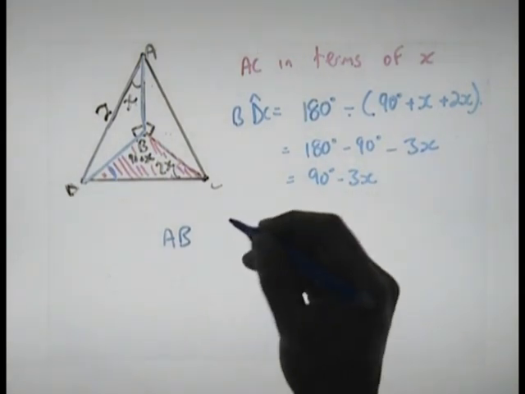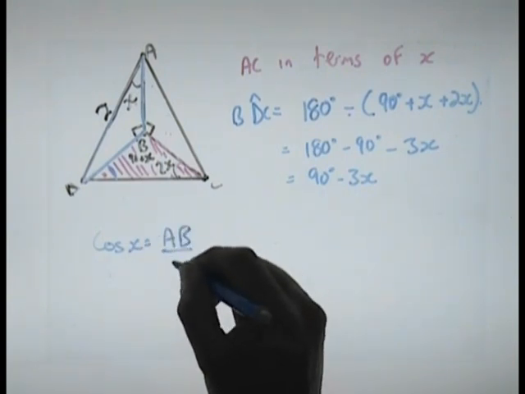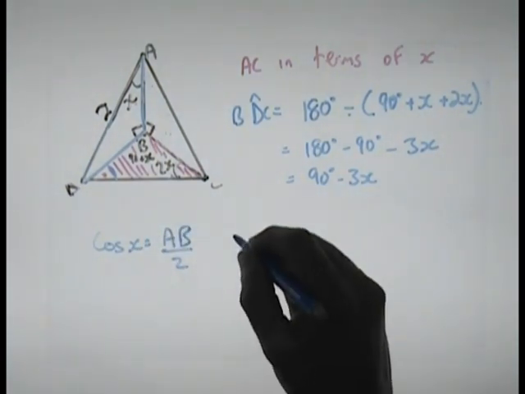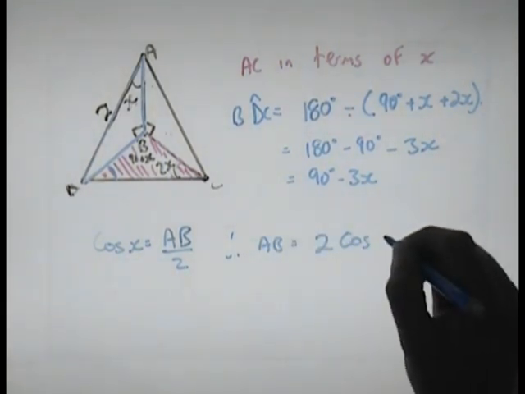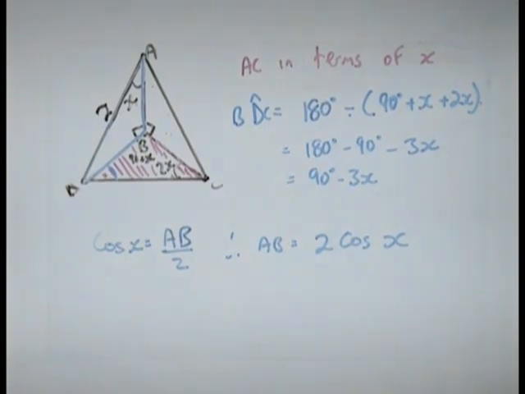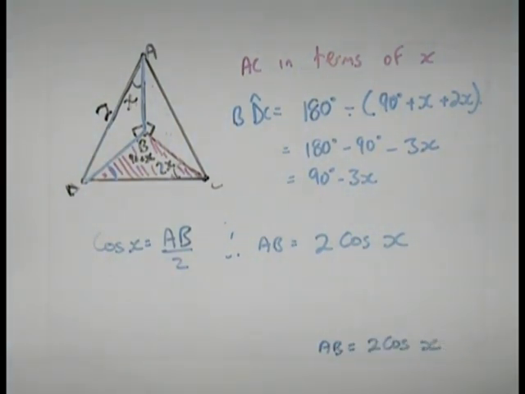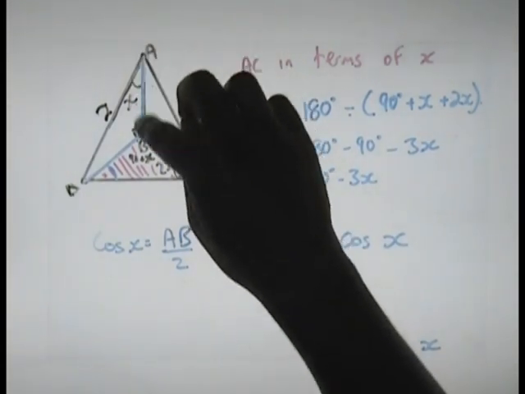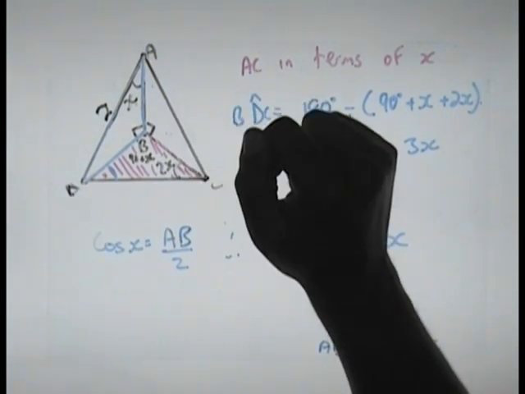So cos of x is equal to adjacent over hypotenuse. That means that AB is equal to 2 cos x. That's one bit of information. Let's keep that in mind: AB is equal to 2 cos x. So that gives us one little piece of information en route to calculating that side.